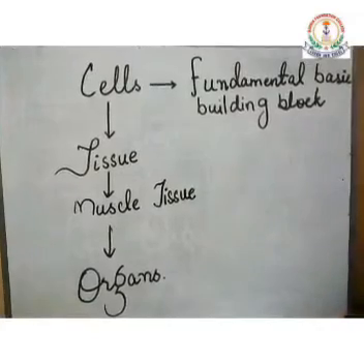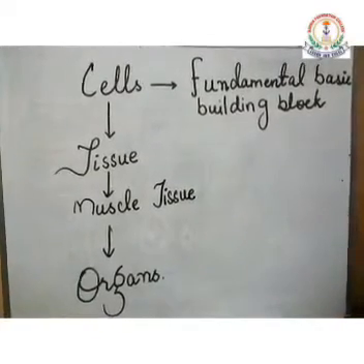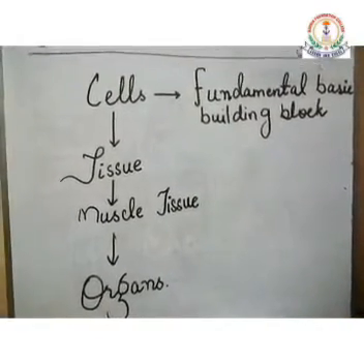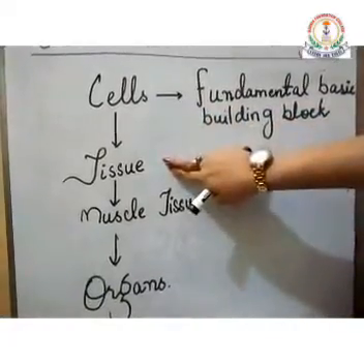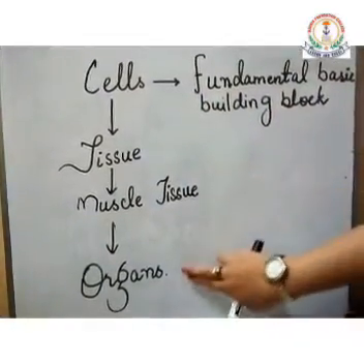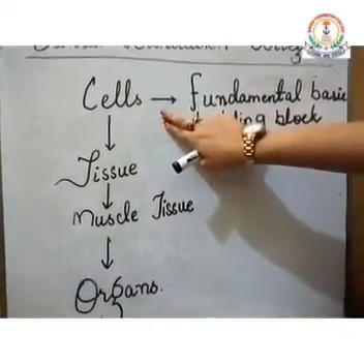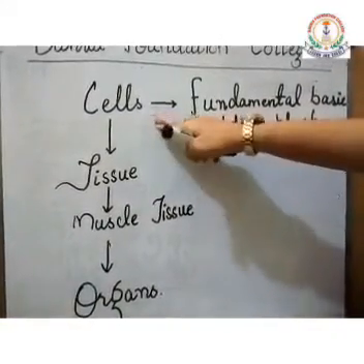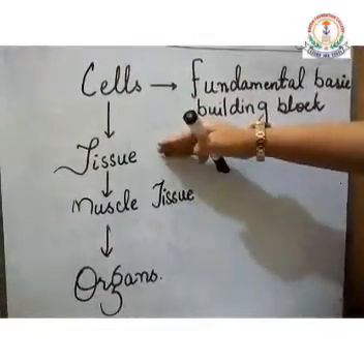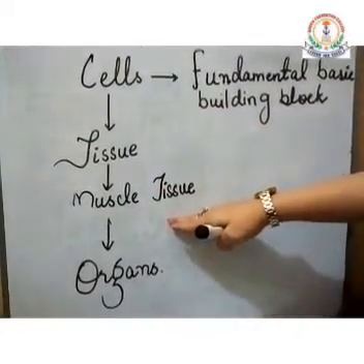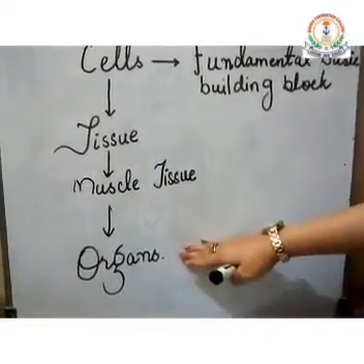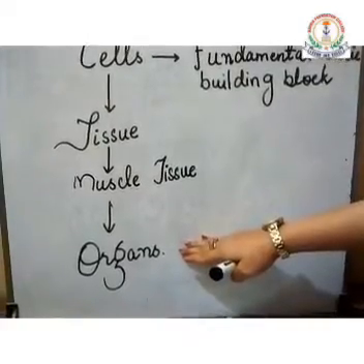Before starting the organ system study, we shall know about cells, tissues, muscle tissues and organs. We should have knowledge about how cells are formed, how cells later combine to form tissues, and how tissues later combine to form muscle tissues, and the organ system is formed later.